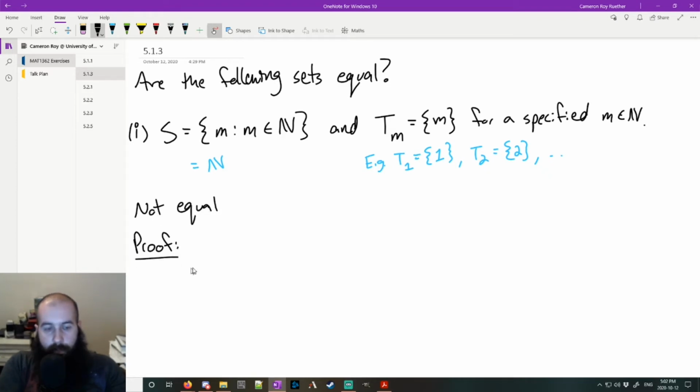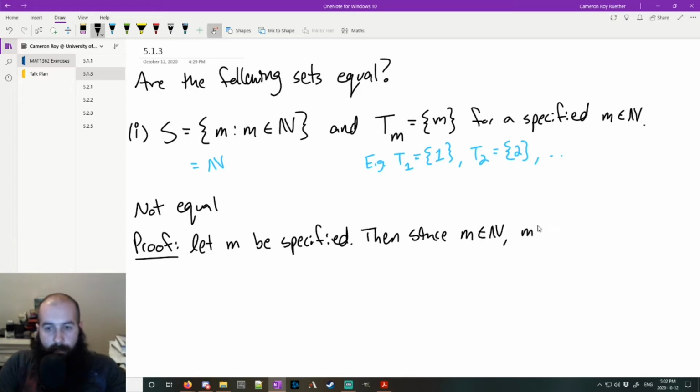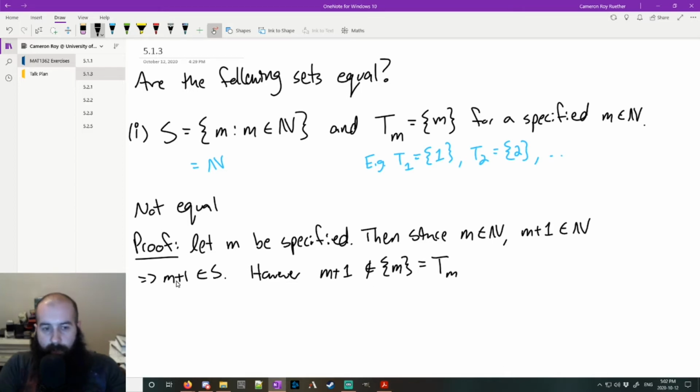Proof. Let m be specified. Then since m is natural, m plus 1 is natural, and since it's natural, it's contained in S. However, m plus 1 is not an element of the set that contains m, which is T sub m. So we have an element of S, which is not an element of T sub m. So this means that S is not equal to T sub m.